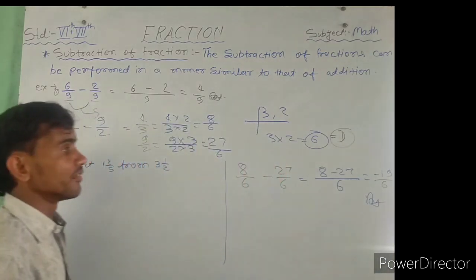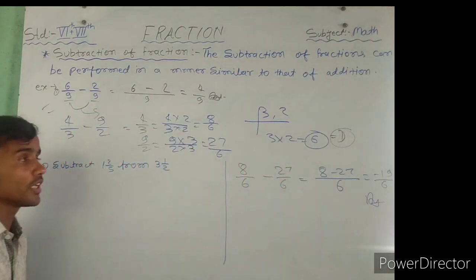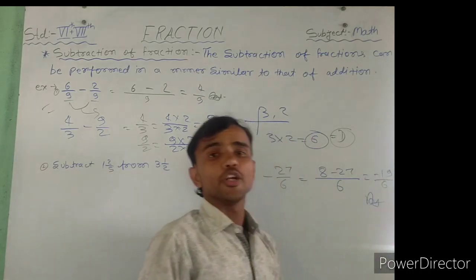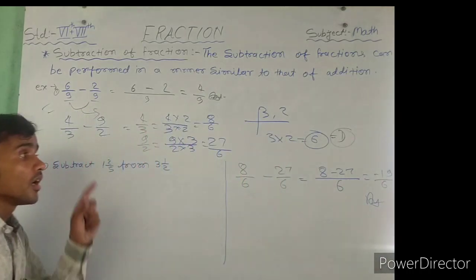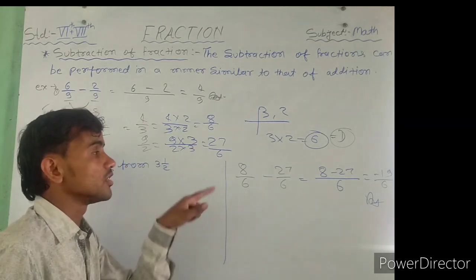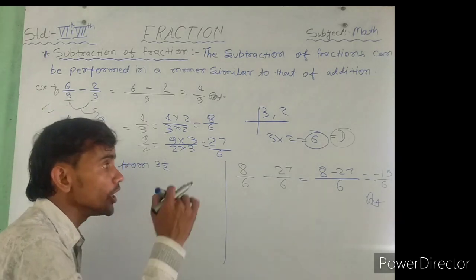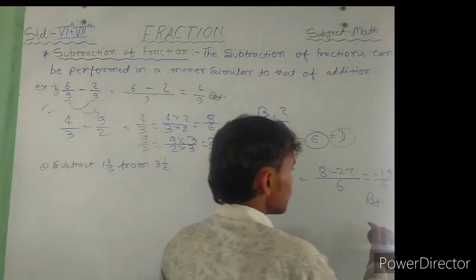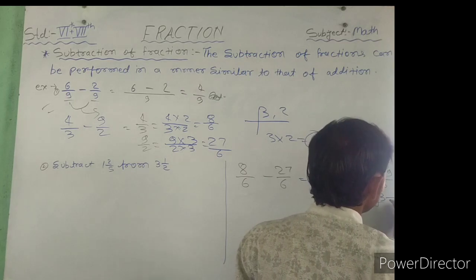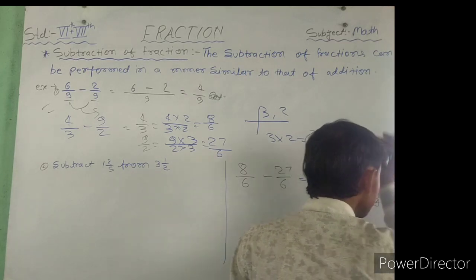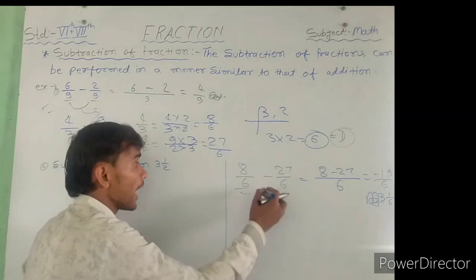If you want to convert it into a mixed fraction, you divide the numerator by the denominator, and then you get the mixed fraction. 6 3s are 18, remainder 1. It means 3 whole 1 by 6. 3 whole 1 by 6. 3 6s are 18, plus 1 is 19. It means minus. That's your answer.